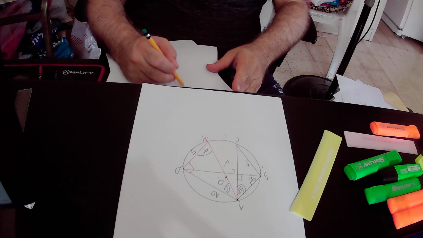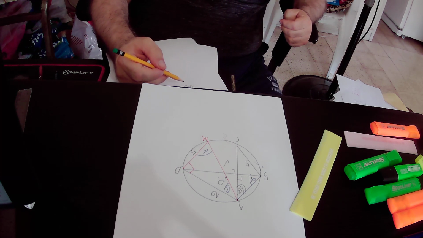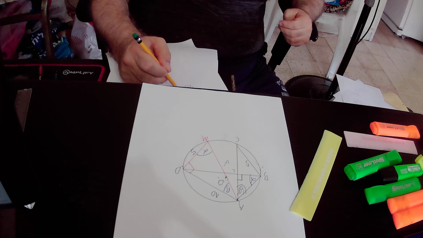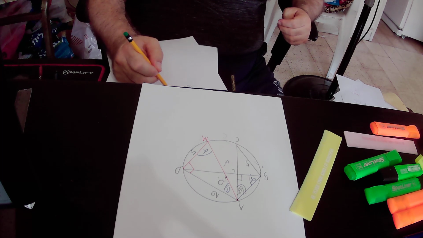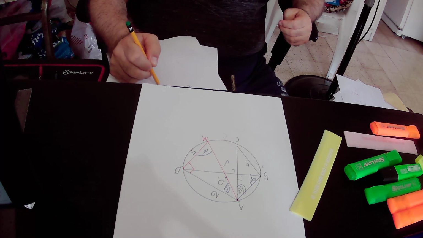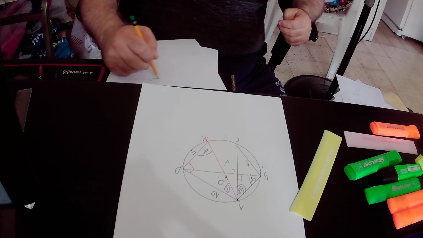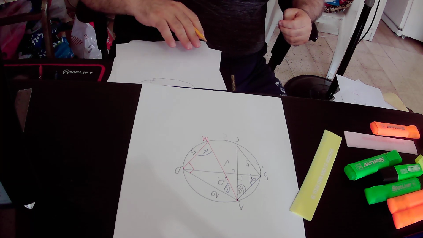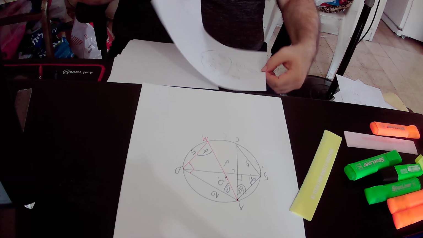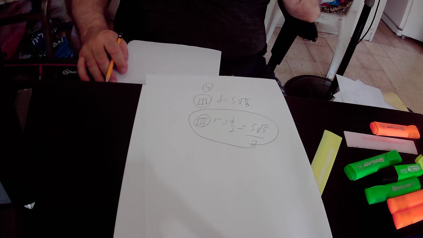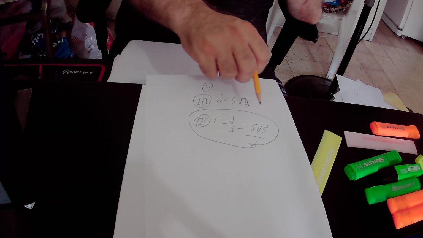And as you already know, the radius is half the diameter, so the radius equals the diameter divided by 2. So the radius of the circle equals 5 root 5 divided by 2.